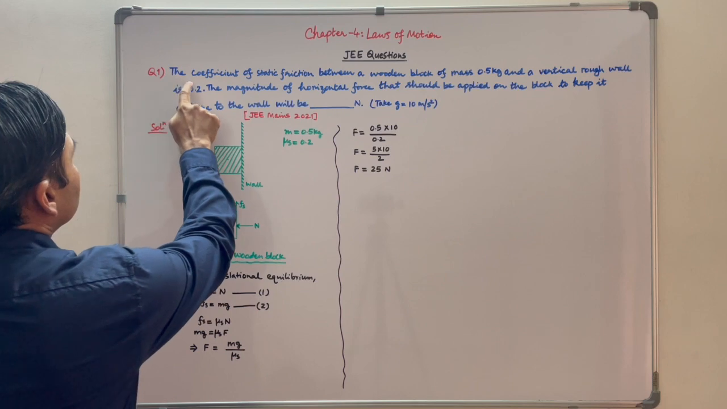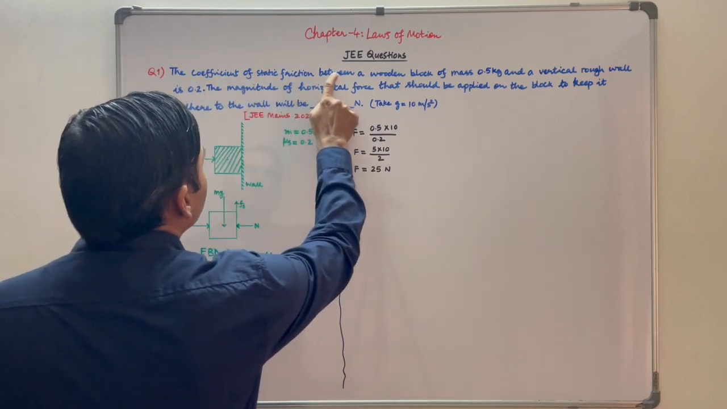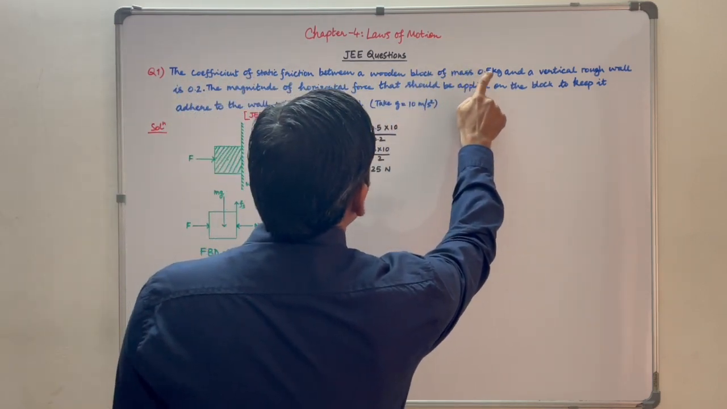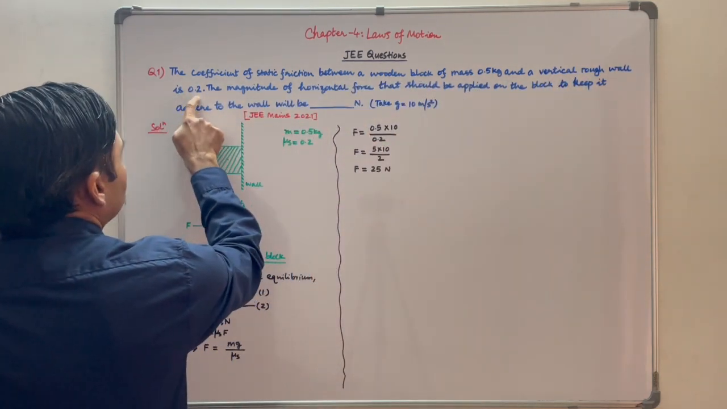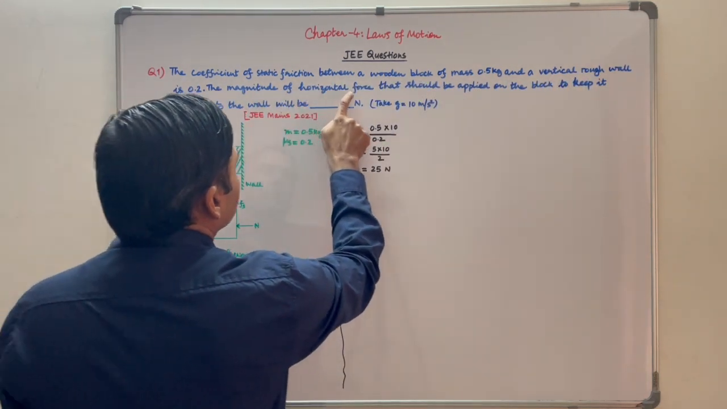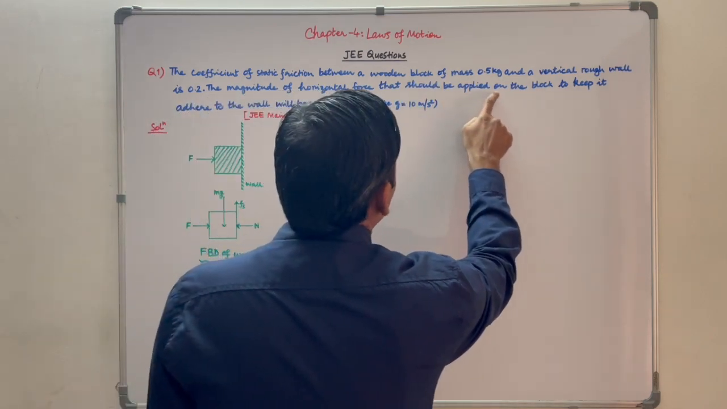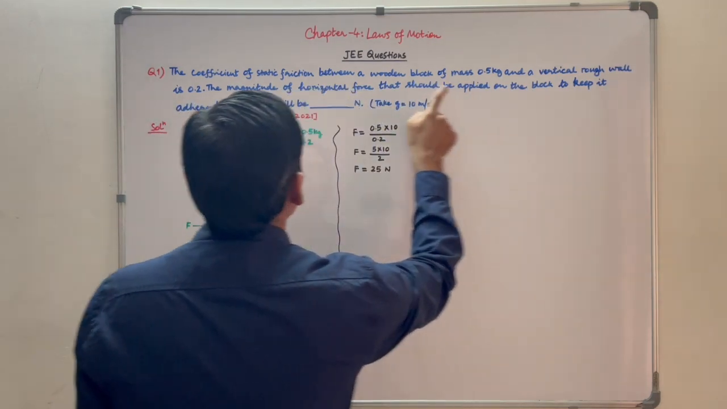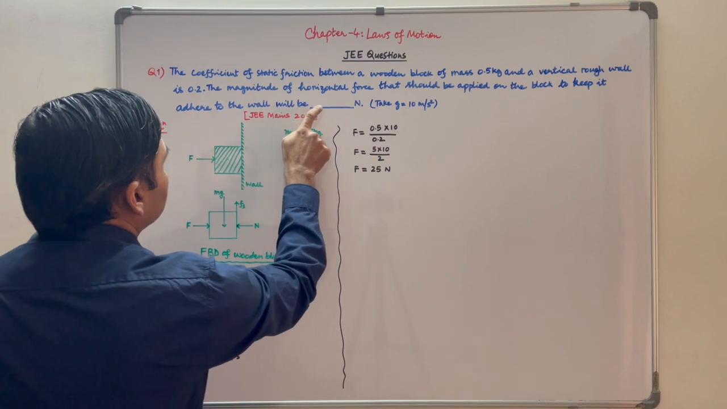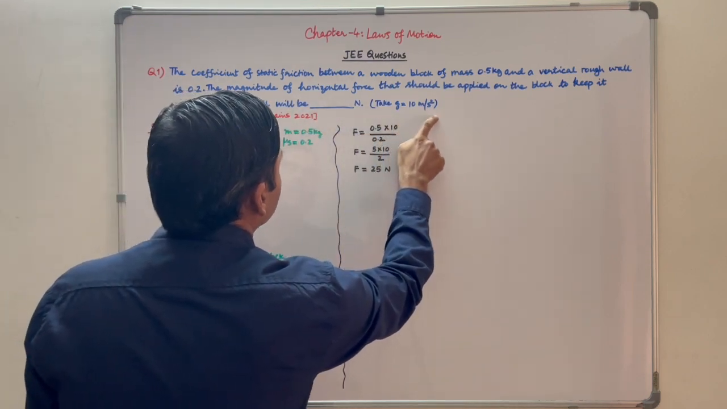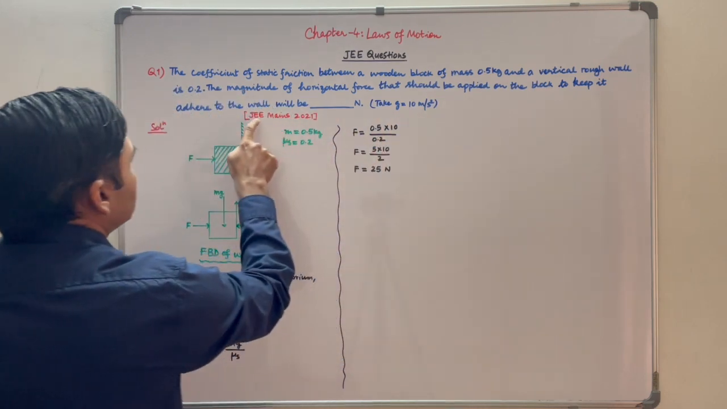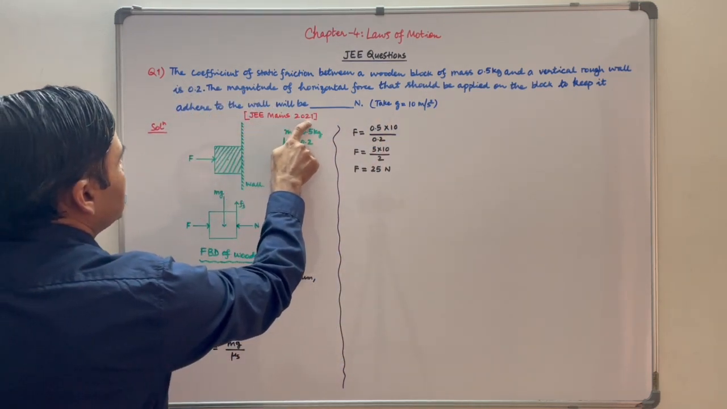First question: the coefficient of static friction between a wooden block of mass 0.5 kg and a vertical rough wall is 0.2. The magnitude of horizontal force that should be applied on the block to keep it adhered to the wall will be dash Newton. Take g equal to 10 meter per second square. This question appeared in JEE Mains 2021.